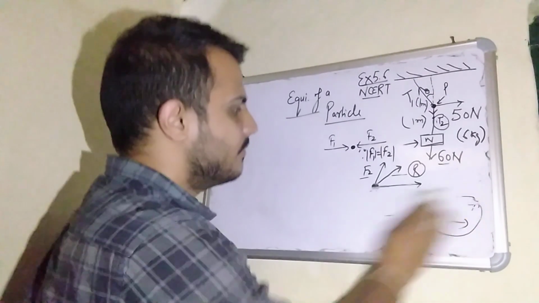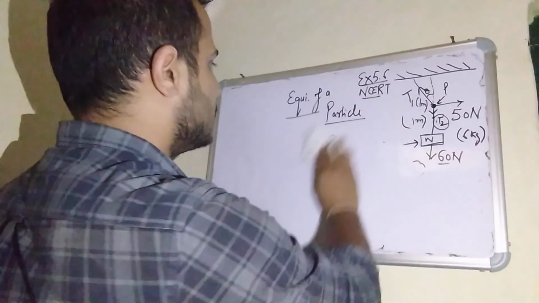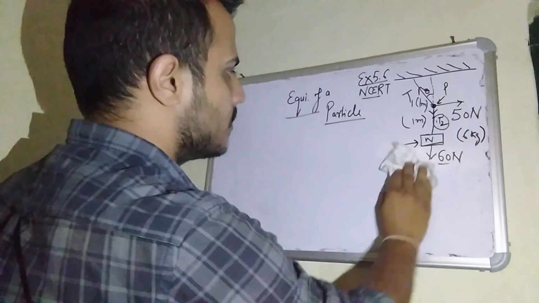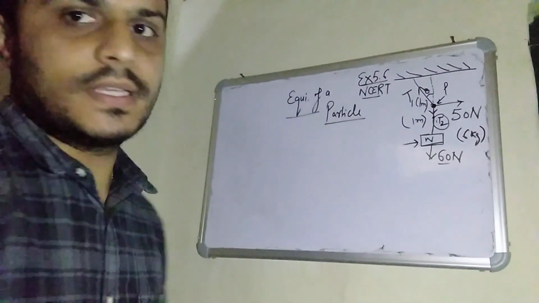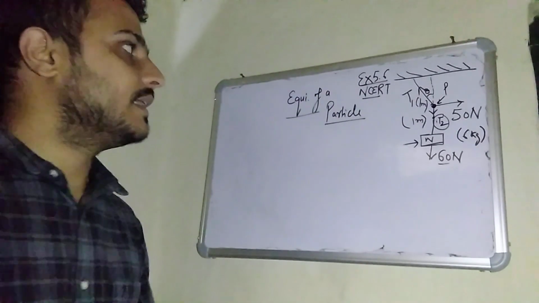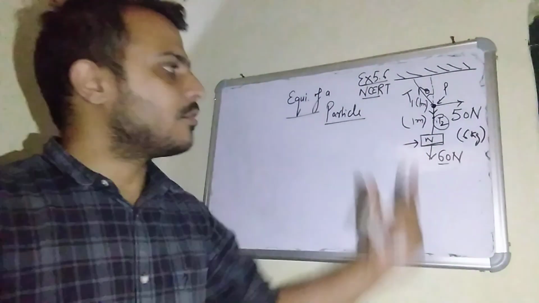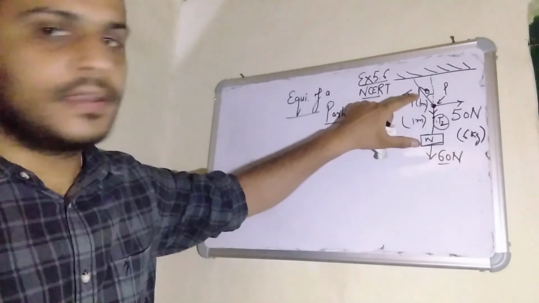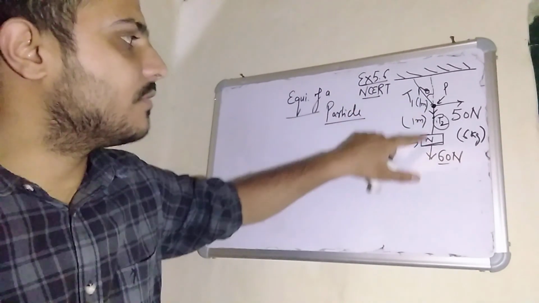Now we will do a problem. We solve a problem based on this equilibrium concept, and this problem is from NCERT, example 5.6, chapter number 5. So this is the problem. Here we have a thread that is 1 meter long.